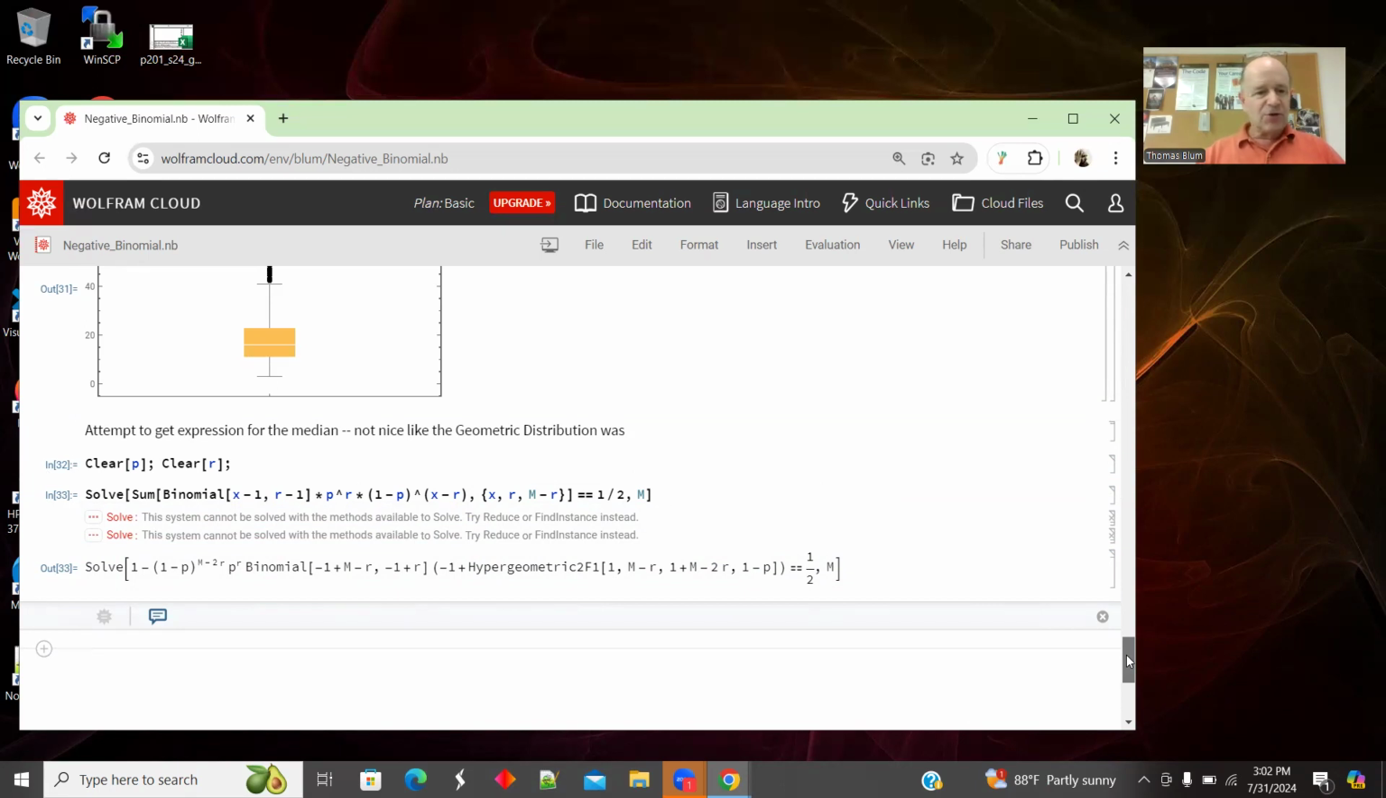Okay, that's what I wanted to show you in this one. Again, mostly playing with Wolfram Mathematica, working with the negative binomial distribution, getting the various statistical measures, the mean, the variance, the skewness, the kurtosis, doing a simulation and seeing if our simulation and our theoretical predictions agree, and they did for the most part. Okay, thanks for your attention.